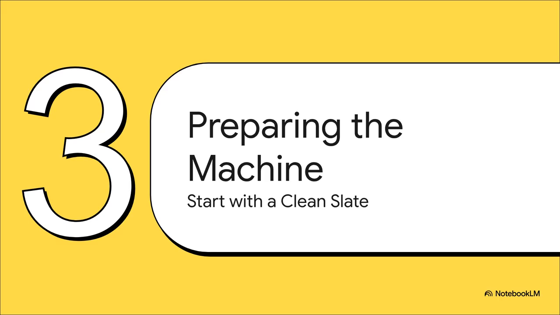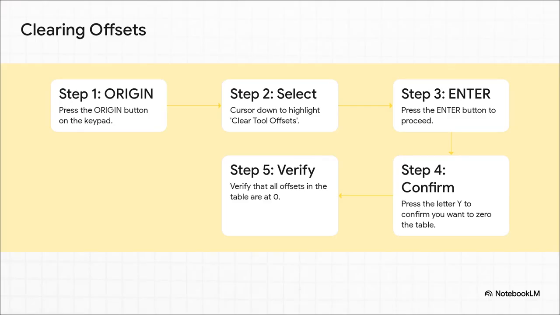Okay, theory's over. Let's get our hands dirty and actually do this. But wait, before we start punching in new numbers for our job, we have to do something really important. We have to wipe out all the old offsets from the last job. This isn't optional. It's a huge safety step. And you have to follow this procedure exactly. No shortcuts. Think about it like you're clearing the machine's short-term memory. If there's some random number left over from the last guy's setup, the machine could make a move you're not expecting. So we always start fresh.